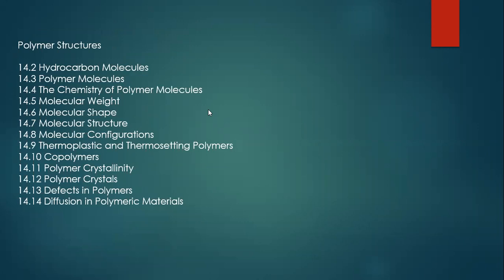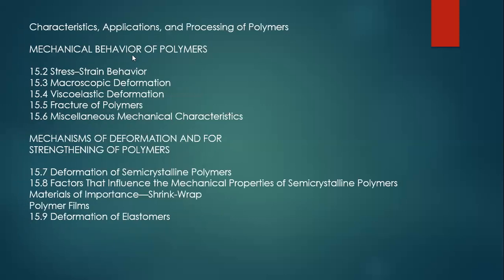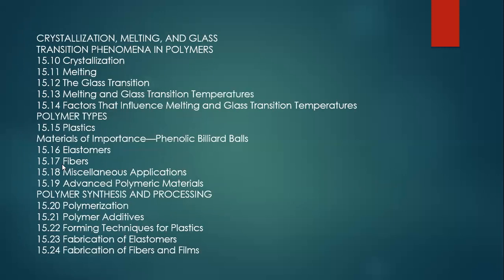And then from there, after ceramics, we'll look at polymers. Under polymers, we'll look at the structures, the hydrocarbon molecules, polymer molecules, the chemistry of polymer molecules, molecular weight, molecular shape, molecular structure, molecular configuration, up to diffusion in polymeric materials. Then after that, we'll look at the mechanical behavior of polymers. Then we'll look at mechanisms of deformation and strengthening of polymers. And apart from that, we'll look at crystallization, melting, and glass transformation phenomena in polymers.